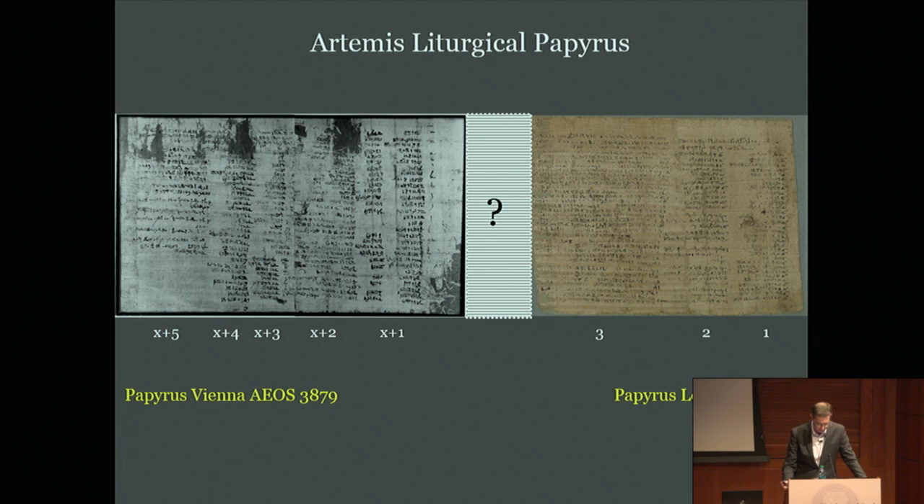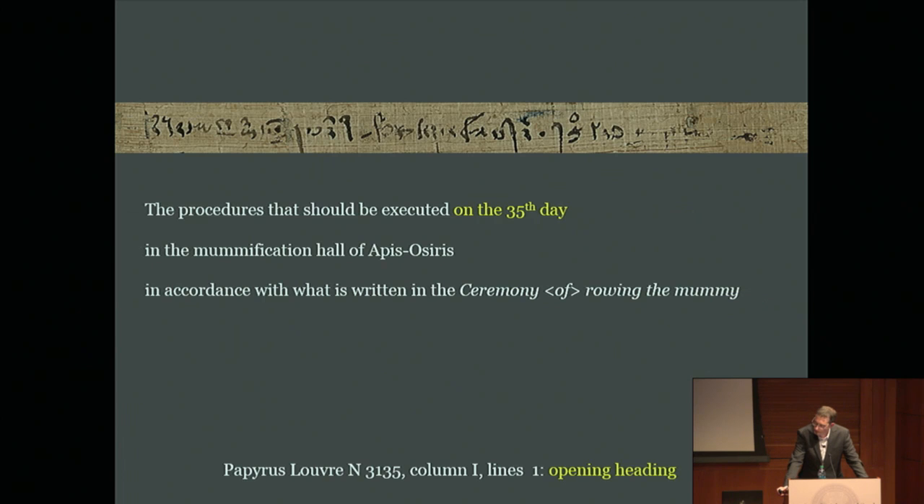Let's take a closer look. And it says, the procedures that should be executed on the 35th day in the mummification hall of Apis Osiris in accordance with what is written in the ceremony of navigating the mummy, which is, and then the ink is so abraded that it is impossible to read. There's one phrase missing, which is, I don't even know what to put there. I have no idea what it's supposed to be.